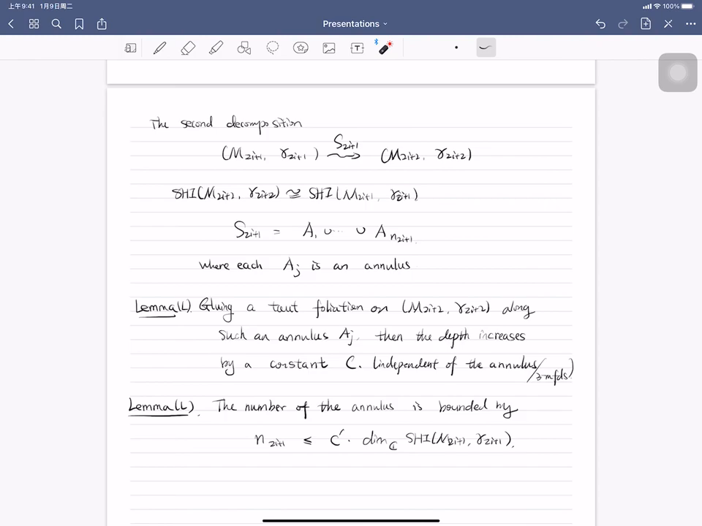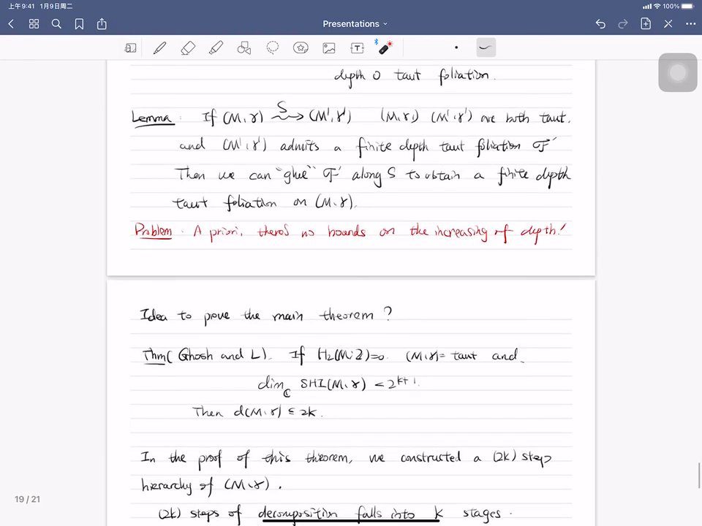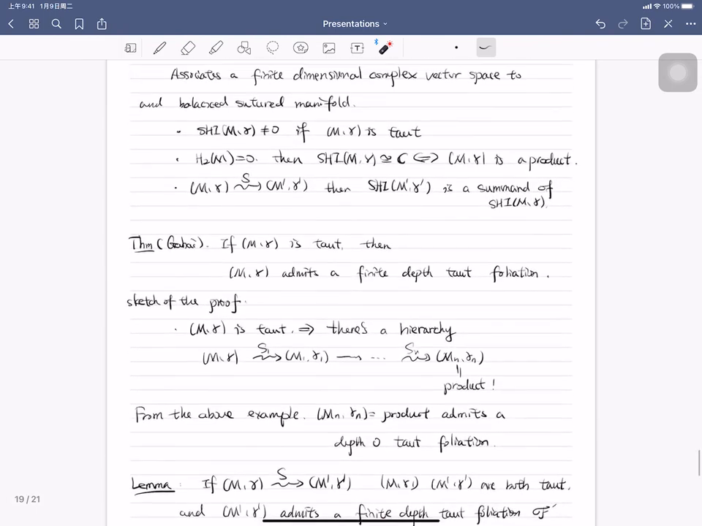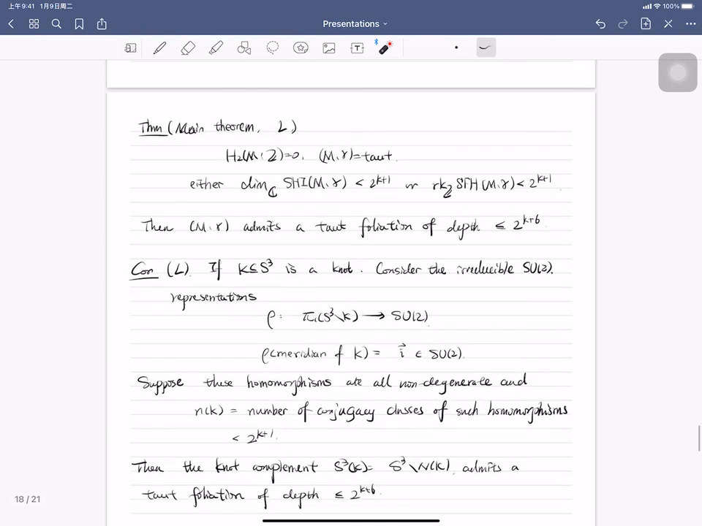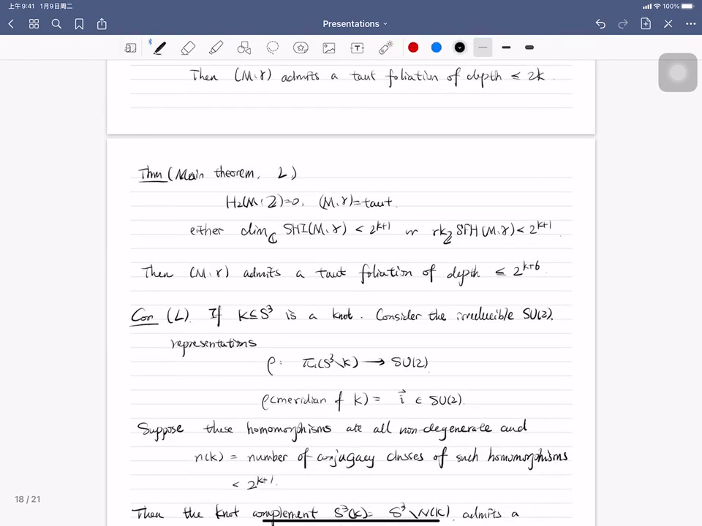So if we assemble all these pieces together, we will get this 2^{k+6} in our main theorem. Here, this is like 2^{k+1} times 32. So this is not a very sharp bound, this 32 is this constant, but I just want to make it a simpler form, so I just put 32. Okay, so I will end my talk here, and thanks everyone for listening.